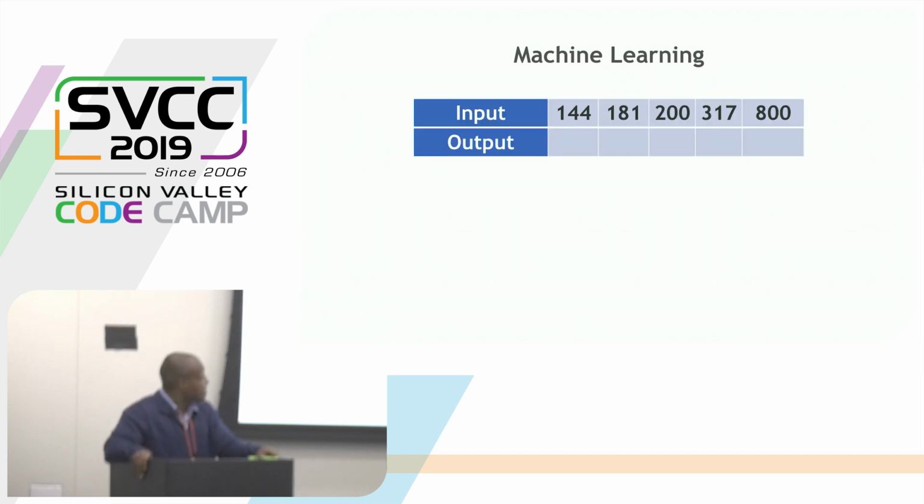I want you to look at these numbers. This is the input. Okay, you're a machine now. This is the input: 144, 181, 200, 317, and 800. This is the output. I'll give you guys about 30, 45 seconds. Tell me what 317 is. Someone in here is bright enough to solve this. Someone said the right number, I heard you. Yes, 83. It's not that difficult of a problem.